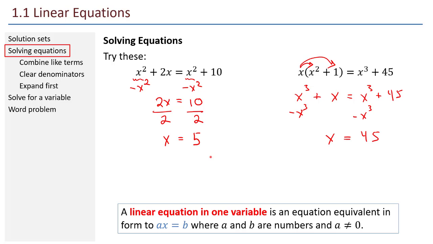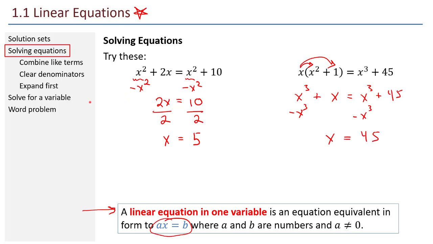Now, I haven't actually said what a linear equation is yet, and in fact that's the name of this whole section, linear equations, so I ought to do this. A linear equation in one variable is an equation equivalent in form to ax equals b, where a and b are numbers and a is not 0.